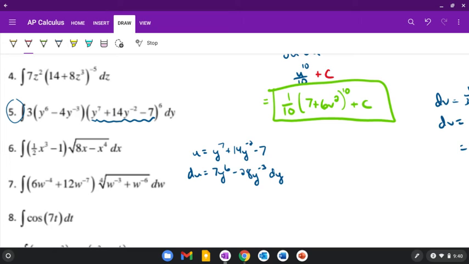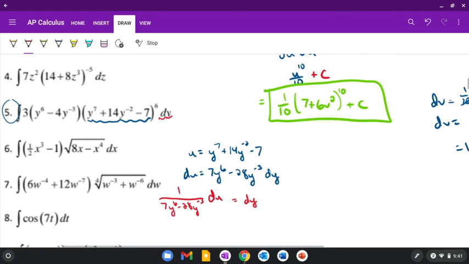Okay. So the next thing we need to do is to get that dy by itself because we want to replace this dy up here as well. So I like to just write this as dy equals 1 over 7y to the 6th minus 28y to the negative 3rd du. Okay. So now we can do our substitutions.